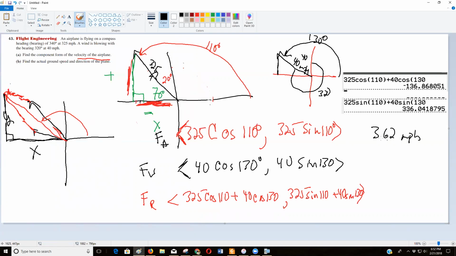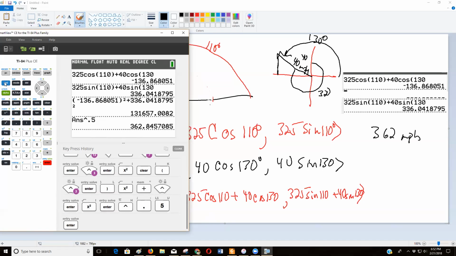Miles per hour. And then I want to get the direction. So that's the actual ground speed. And notice the wind's assisting it. And then I'm going to get the direction, and that's where you're going to use the arctan. So I'm going to come back to my calculator.